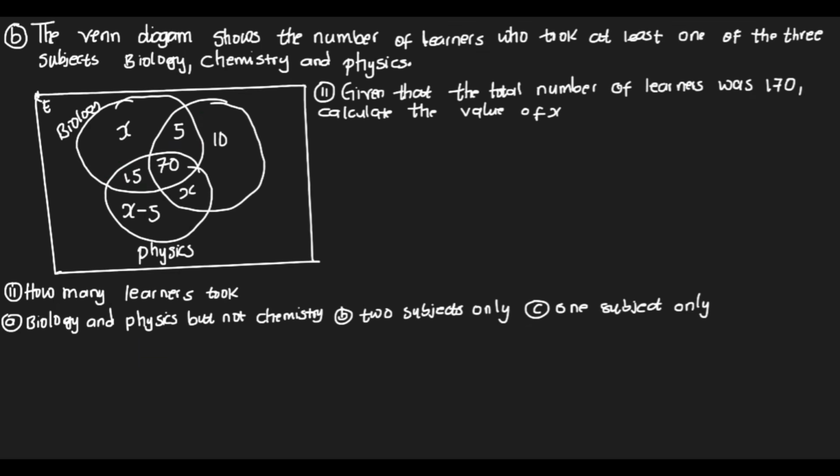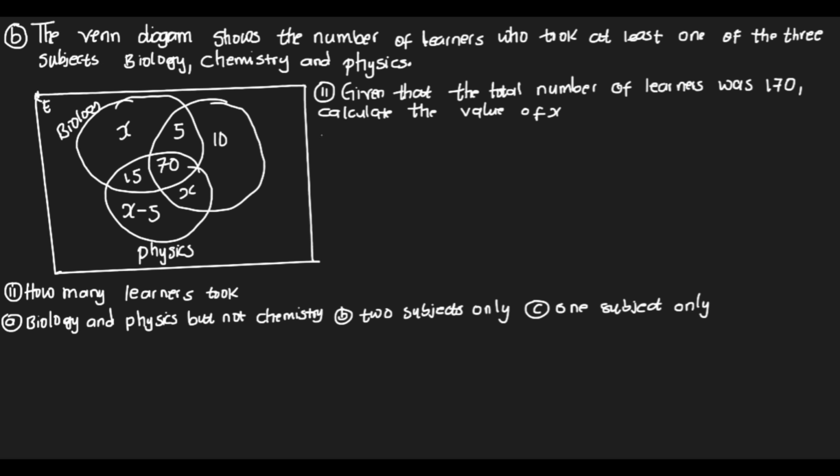The Venn diagram shows the number of learners who took at least one of the subjects: biology, chemistry, and physics. So now, Roman numeral 1, given that the total number of learners was 170, calculate the value of x. Okay, so what we are going to do is whatever is inside the Venn diagram should be equated to 170 for us to find the value of x.